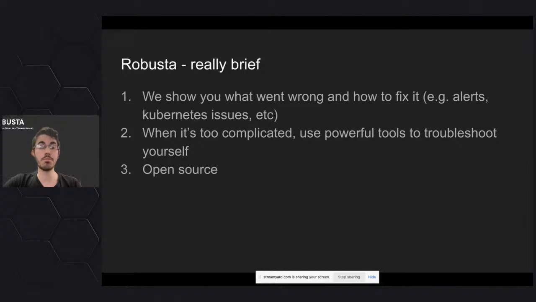And very briefly, what we do with Robusta is essentially we want to show you what went wrong for every single issue that can occur in production. And we want to show you everything about what went wrong. So all the alerts, any Kubernetes issues, Kubernetes events, other issues, and proactively even tell you, well, this isn't going wrong yet, but it could go wrong. So we want to show you what went wrong, and we want to take a really opinionated stance and say, okay, not only is this what went wrong, but here's how you fix it.